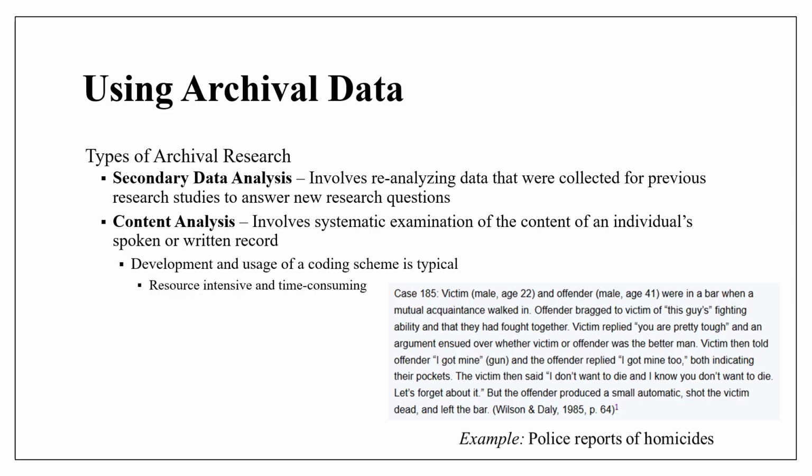There are different types of archival research. The first one is secondary data analysis. This is referring to reanalyzing data that was collected for previous research studies to answer new research questions. And this is not uncommon. Many times researchers will add an additional measure or an additional manipulation, or ask a few extra questions to do other analyses than the primary goal for why they recruited this sample of people and collected this data and so on.